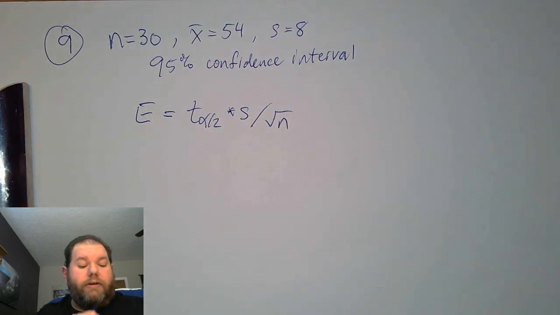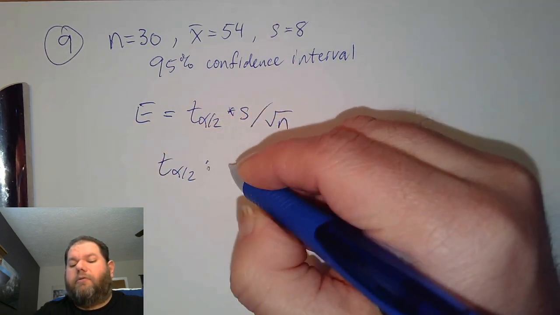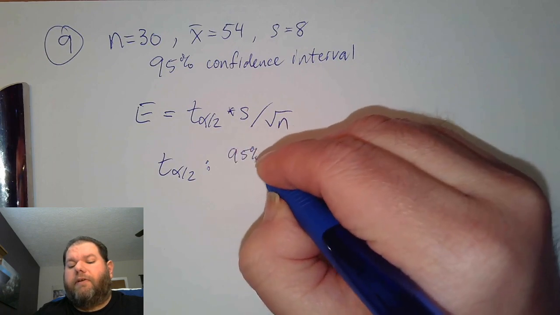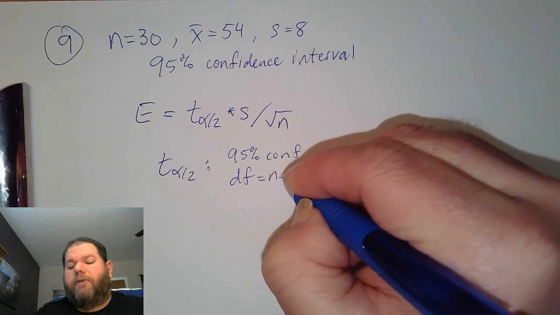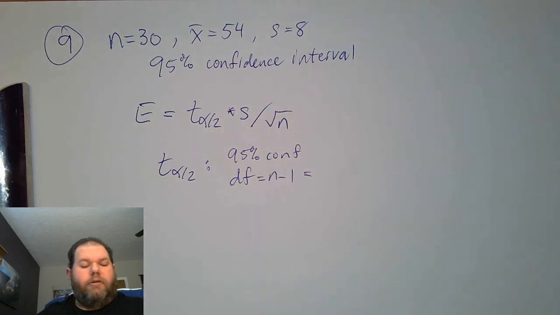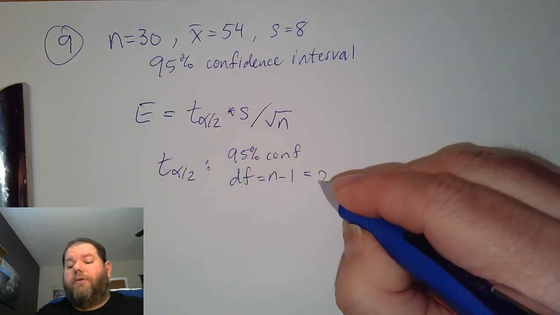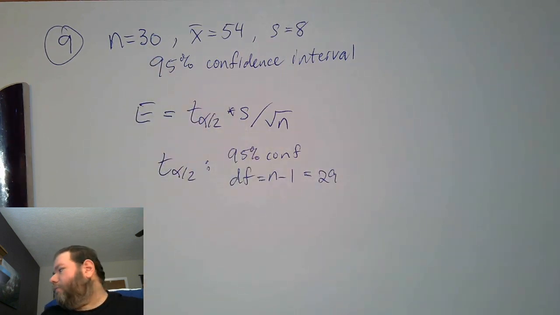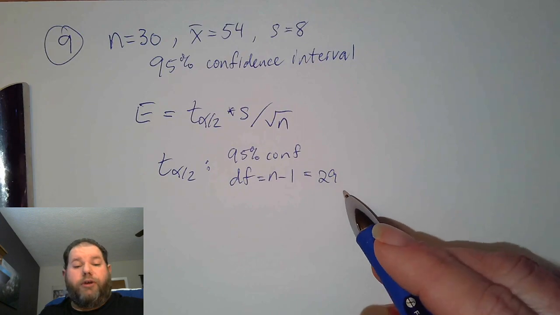Now, we said that T alpha over 2, we have a 95% confidence, and degrees of freedom is N minus 1, and since N is 30, take away 1, you have 29 degrees of freedom. Okay, so we have 95% confidence, 29 degrees of freedom.